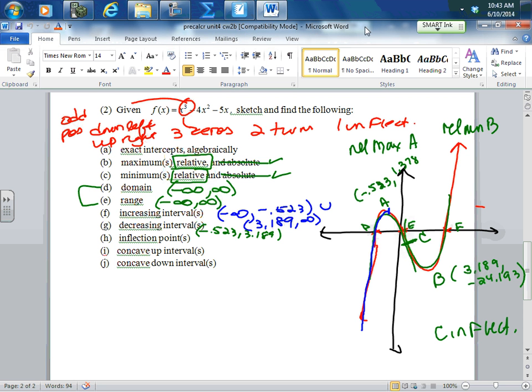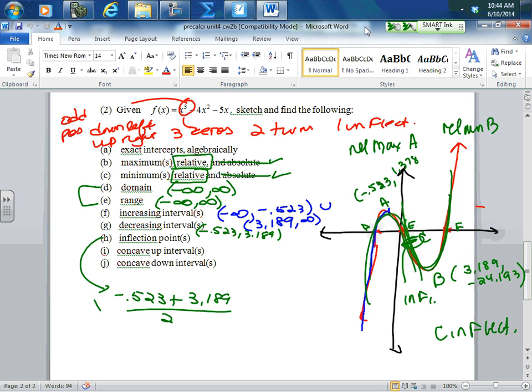When we talk concavity, we say concave down. Here's my concave down. Concave up. Here's my concave up. Somewhere halfway between, it decided, instead of concaving down, whoops, I got to concave up. This halfway mark is your inflection point. So to find it halfway, we take the average of your x's. So my inflection point says negative 0.523 plus 3.189 divided by 2. This gives me my x.